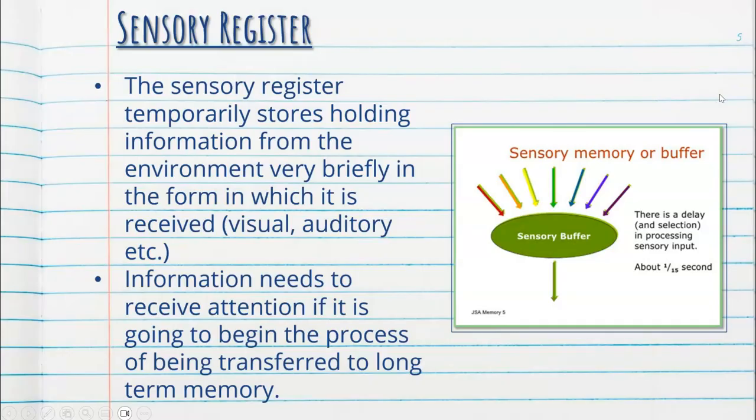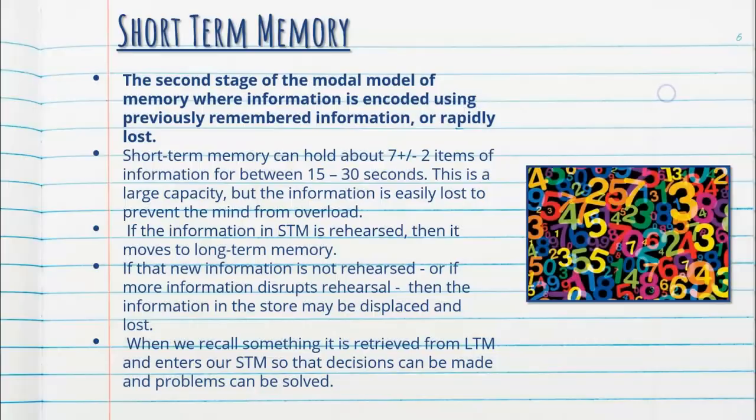The sensory register temporarily stores information from the environment very, very briefly in the form in which it is received, whether visually, orally, etc. Information needs to receive attention if it is going to begin the process of being transferred into long-term memory. The main variable that affects memory recall at this part of the modal model is whether we pay attention to the information or not, and that is the sensory register's job.